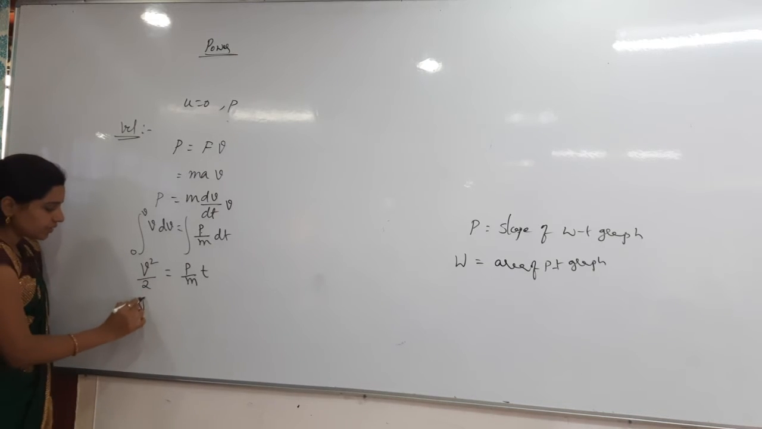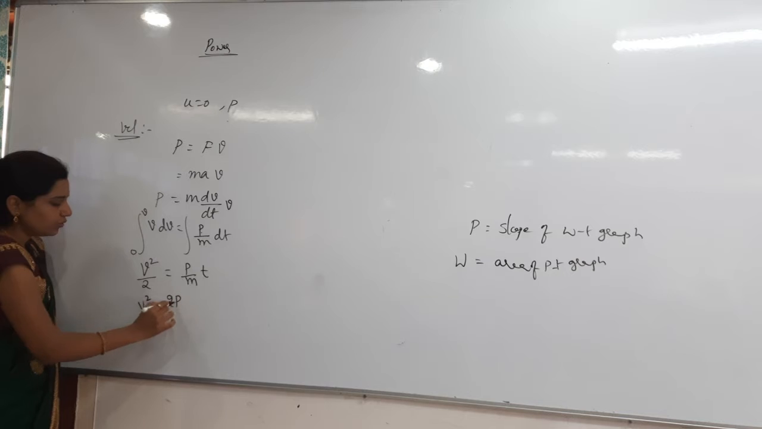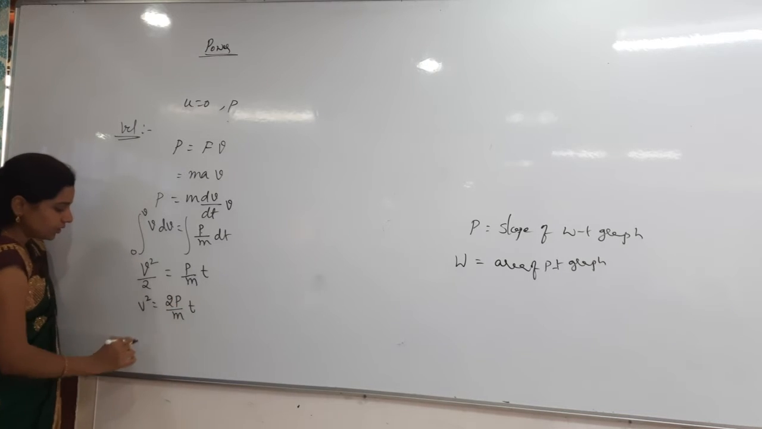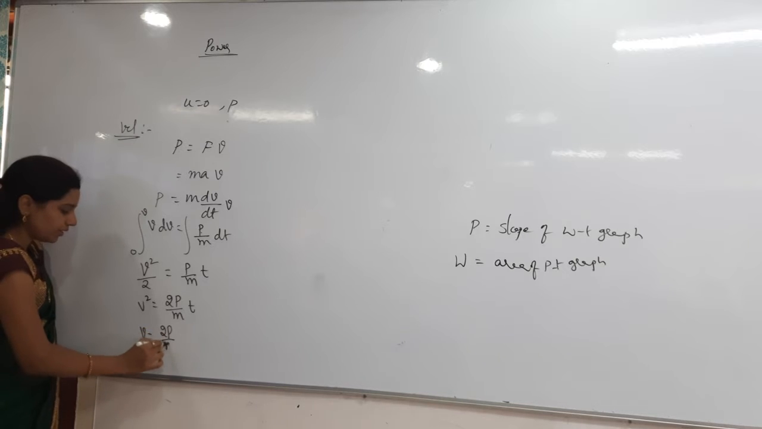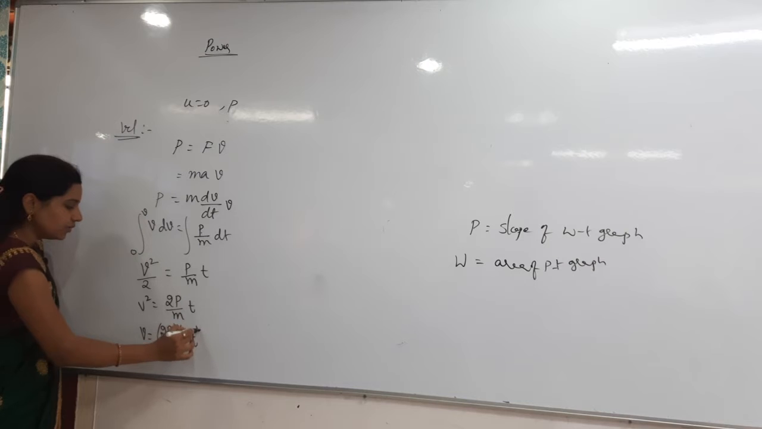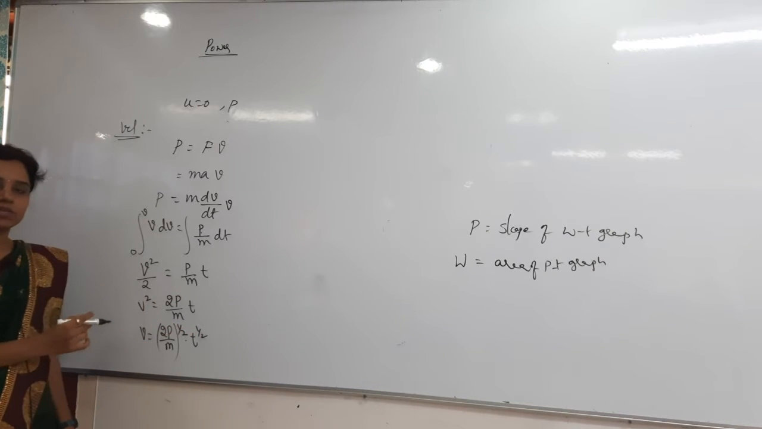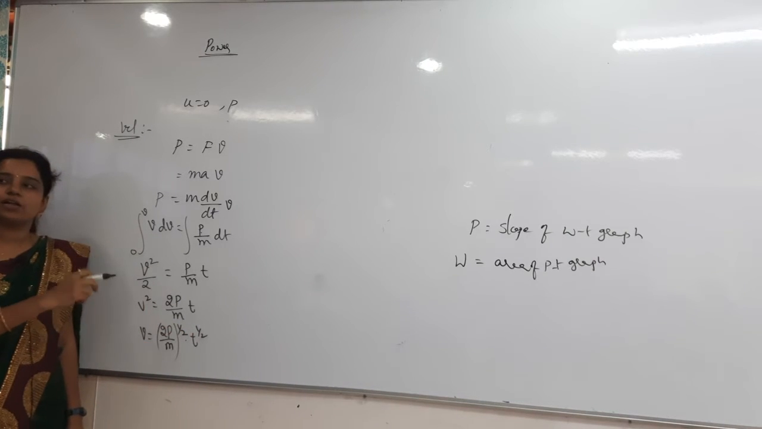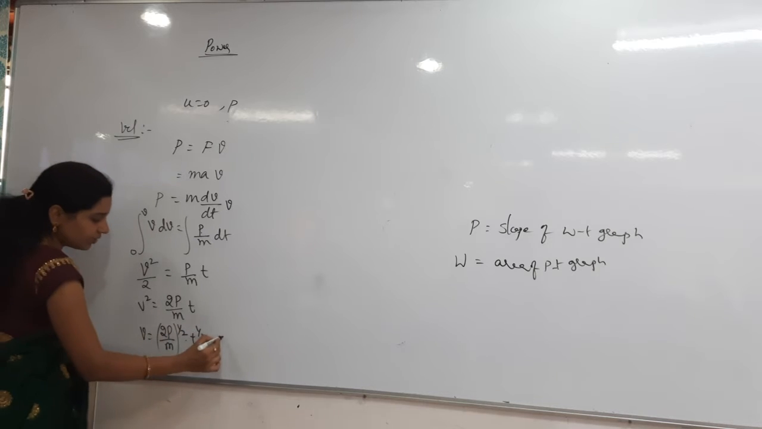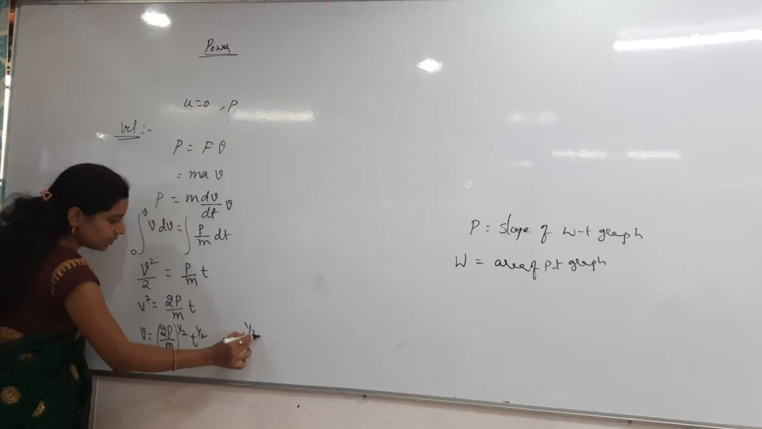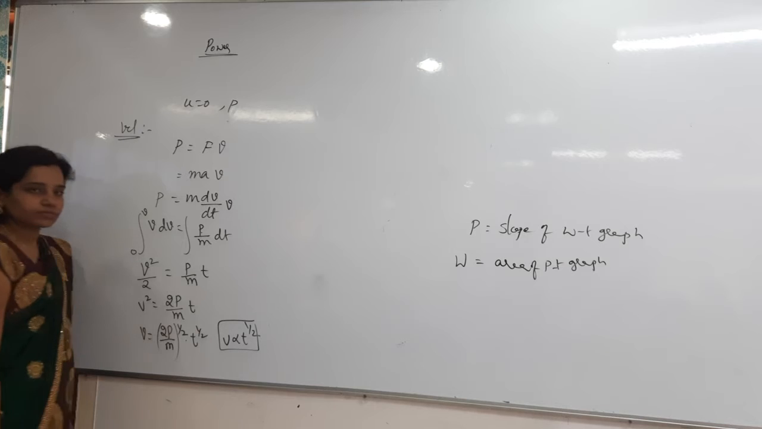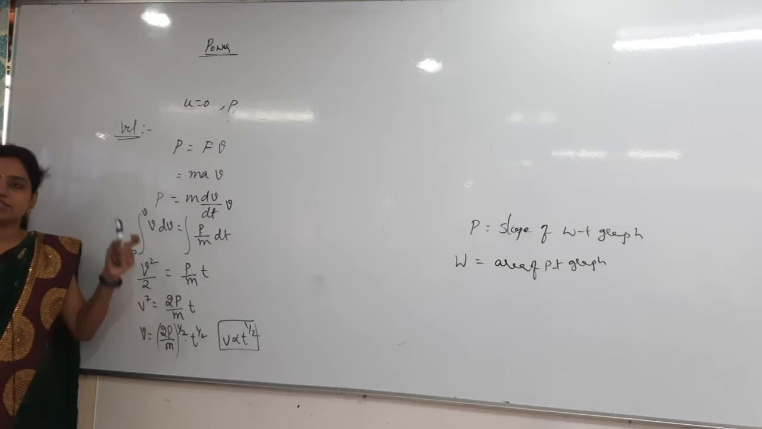Now here V square is equal to 2P by m into t, and then V is equal to (2P by m) whole power 1 by 2 into t power 1 by 2. Ultimately, what I said, you have to find the relation between the velocity and time, so what I can write here is V is directly proportional to t power 1 by 2. Clear, understand, right? That is about the velocity.